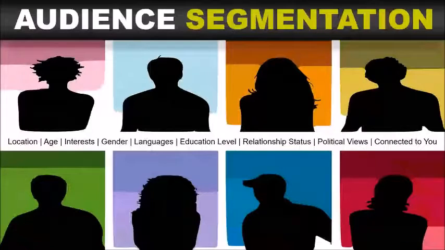Now, one of the things that Facebook can help you do is segment your audience and get very specific on who's going to be attracted to your ad. Some of the ways you segment an audience on Facebook are by location, age, interests, gender, languages, education level, relationship status, political views, whether or not they are connected to your page. These are all things you can use to make sure your ad is getting to the right place.